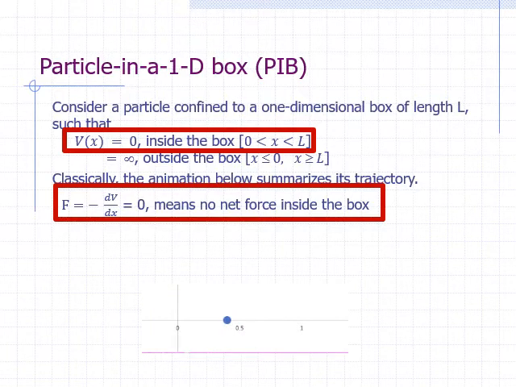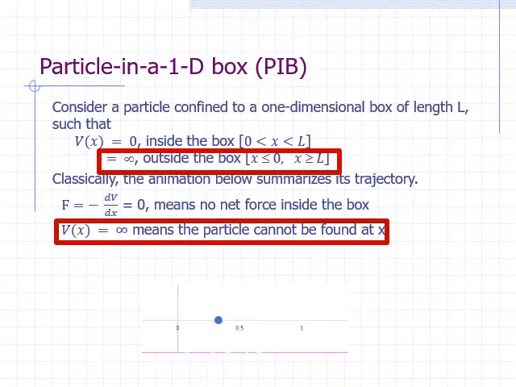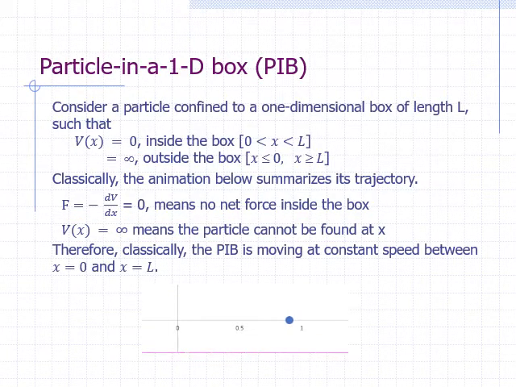When we say that the potential energy is infinite at a given location, it means that the particle cannot be found there since it has a finite amount of energy. In other words, a PIB is one that is classically expected to move at constant speed inside the box. It doesn't have enough energy to go to the left beyond x equals 0 or to the right beyond x equals L. It's confined in the box from x equals 0 to x equals L.